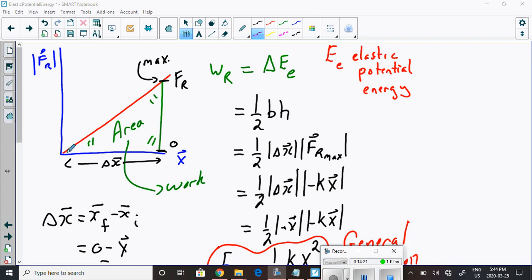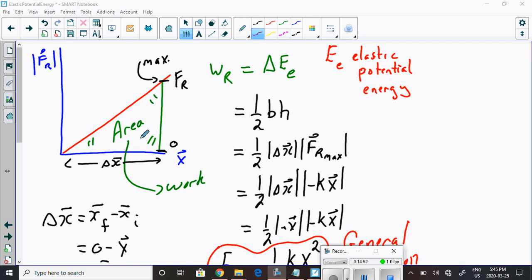So as x gets bigger and bigger, as you're pulling the object and stretching the spring further and further, the force gets bigger and bigger. And you start with 0 stretch, and let's say you end right here, and that's the maximum stretch that you've given it. So to get from 0 stretch to maximum stretch, let's say that the spring has gone through a displacement of delta x.